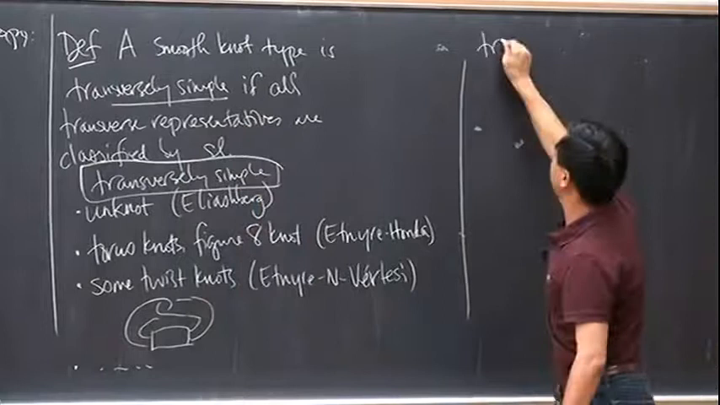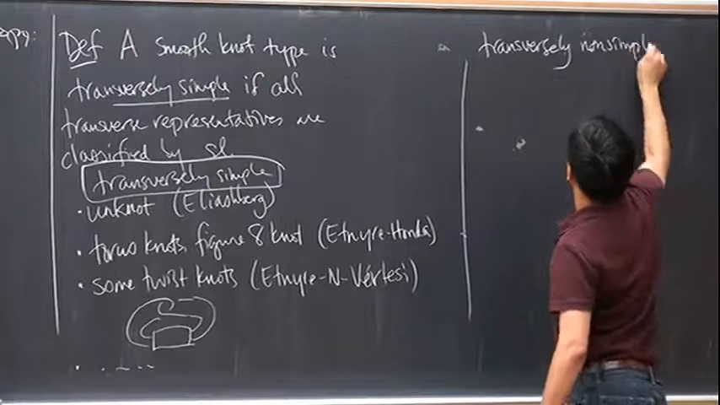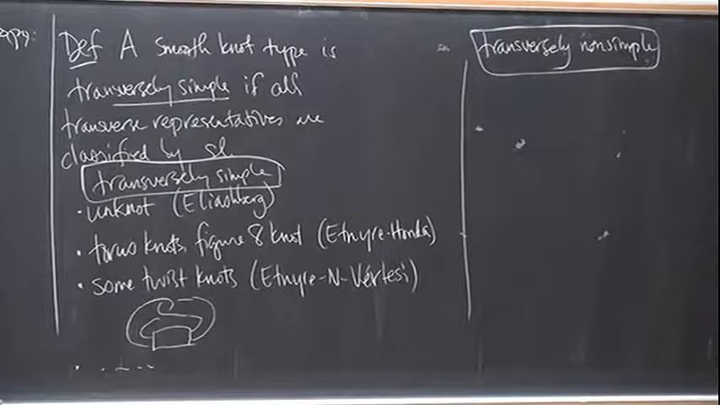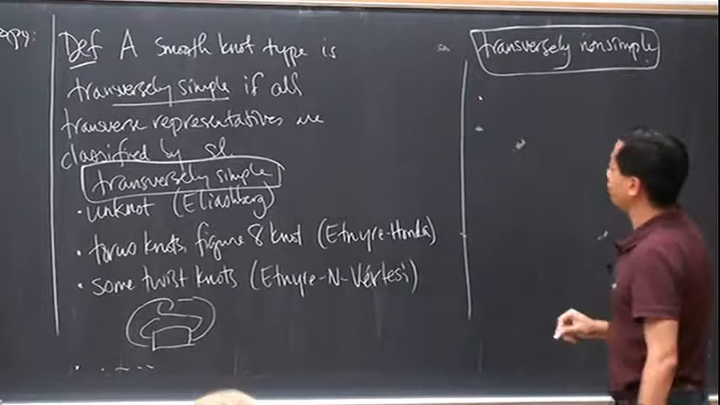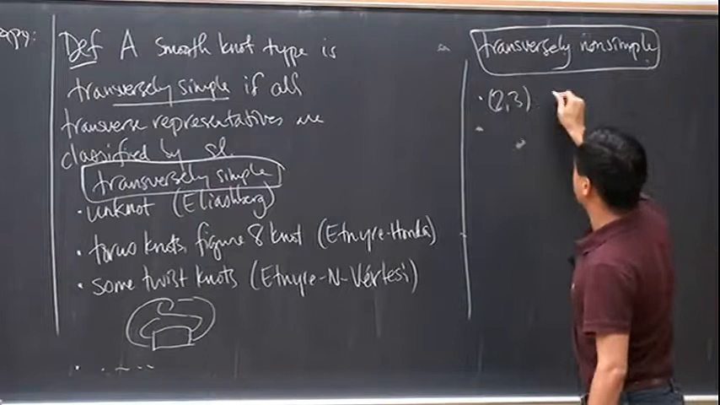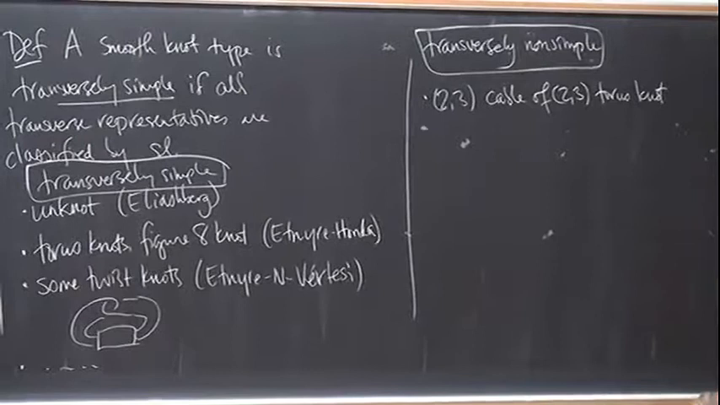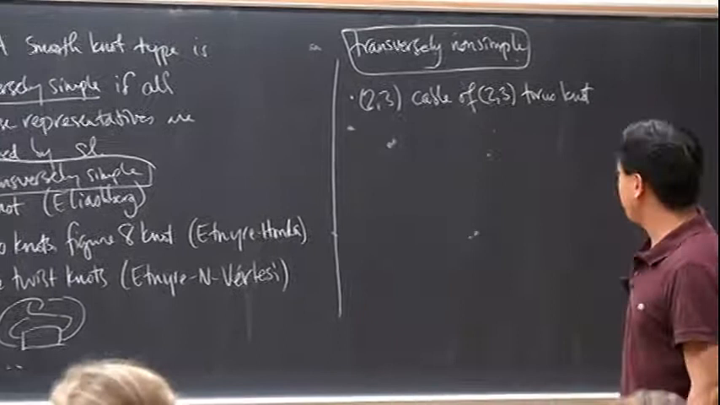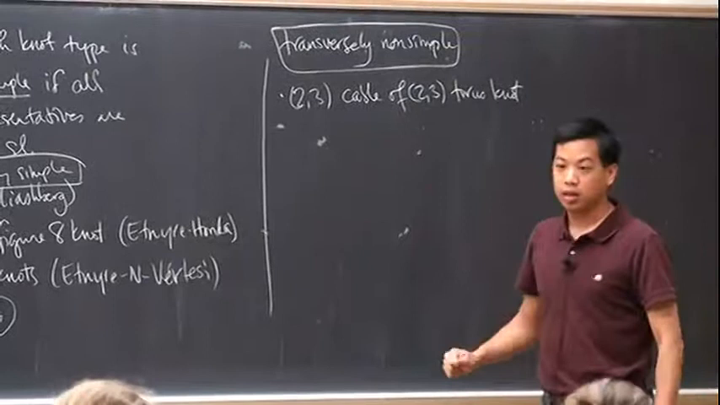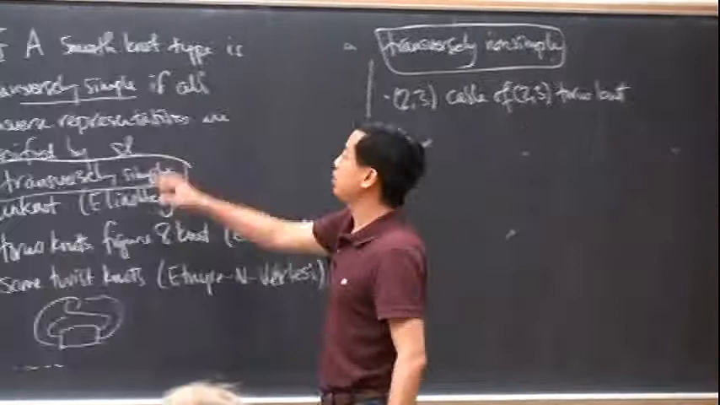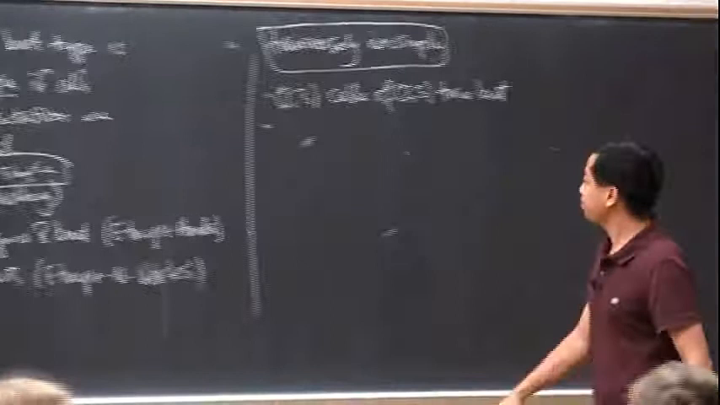And in terms of things that are transversely non-simple, which in some sort of semantic miracle is supposed to be the negation of transversely simple, the first couple of knots that I know of that were shown to be transversely non-simple were, so one of them was the 2-3 or possibly 3-2 cable of the trefoil. These are things that are not determined by the self-linking number. Transversely simple means that you fix a particular topological type. Okay, so this is Etnyre and Honda.